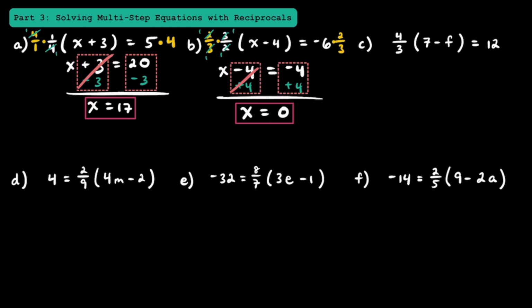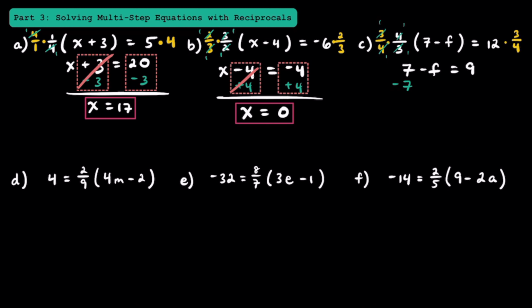Instead of distributing the 4/3, let's multiply both sides by its reciprocal, multiplying 3/4 on the left and multiplying 3/4 on the right. This 3/4 and 4/3 are going to cross cancel to make 1. And on the left side, we're just left with 7 minus f. For the right side, we need to multiply 12 times 3/4, so 12 is going to be 12 over 1, and 3/4 is 3 over 4. This 4 and 12 can cross cancel to make 3 and 1. 3 times 3 is equal to 9, and 1 times 1 is equal to 1. This is just 9. So it turns out 12 times 3/4 is just equal to 9.